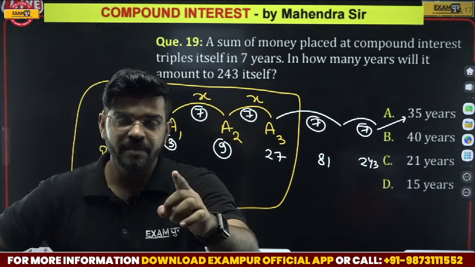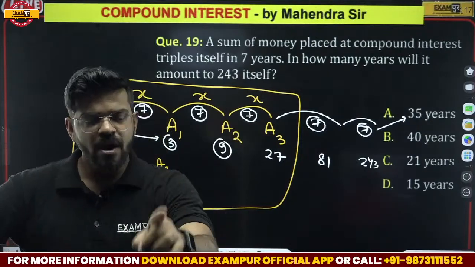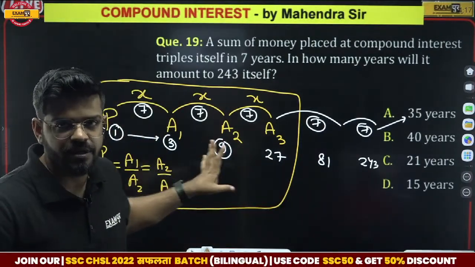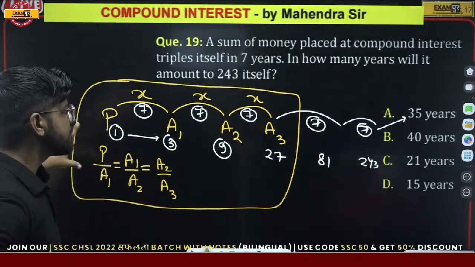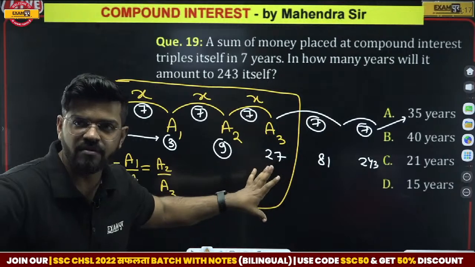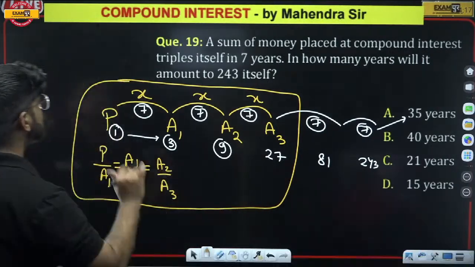I think you have done it by the short trick only, right? I'm going to tell you that short trick also. Okay, Sai Teja, 35 years is the right answer. But the concept behind that, I think you have understood that also. So what is the short trick?